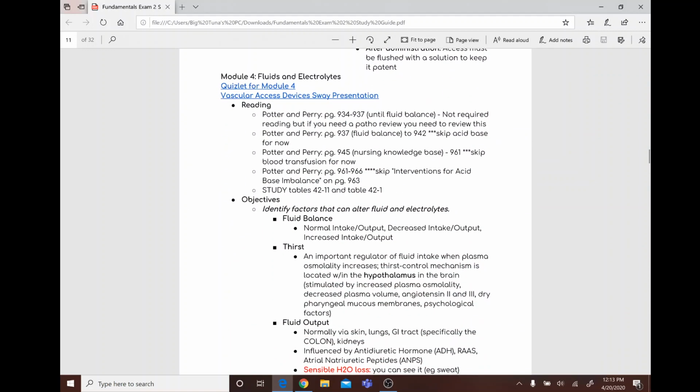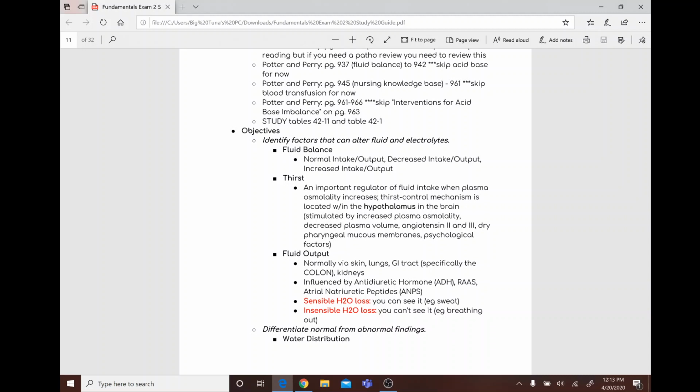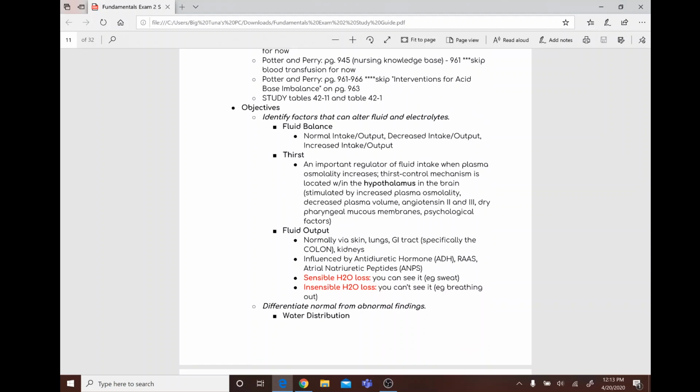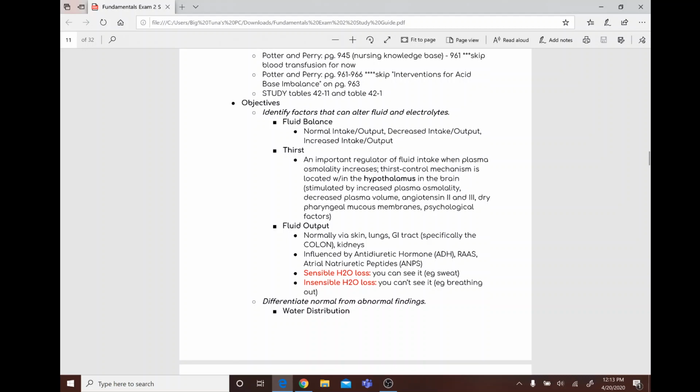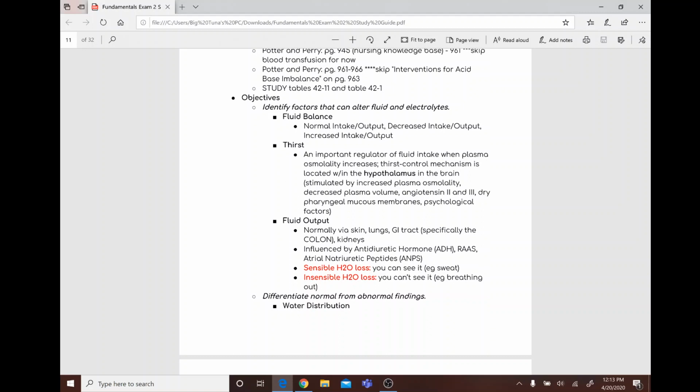Alright, fluid and electrolytes. Where's the thirst control mechanism in the brain? Hypothalamus. What stimulates the hypothalamus and thirst control mechanism? Increased plasma osmolality, decreased plasma volume, angiotensin 2 and 3, dry pharyngeal mucous membranes, psychological factors.